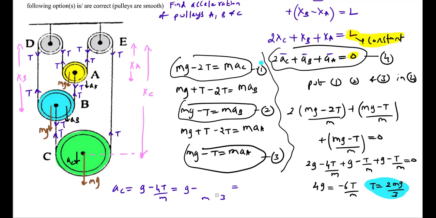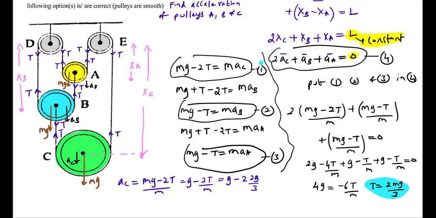Here, equation 1. I should substitute the value of this tension in equation 1. Acceleration of block C equal to mg minus 2T by m. So this should be equal to g minus 2T by m, with T being 2mg by 3. So this will become minus g by 3. What do you mean with minus g by 3? We assumed it downward. In fact, it will move upward.